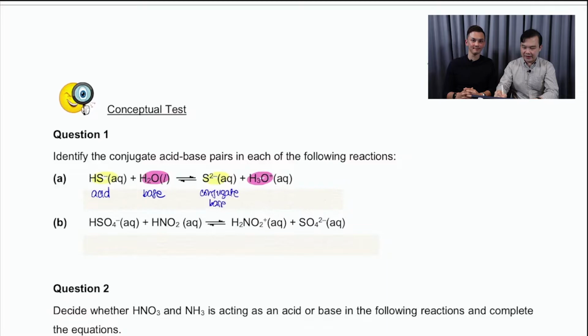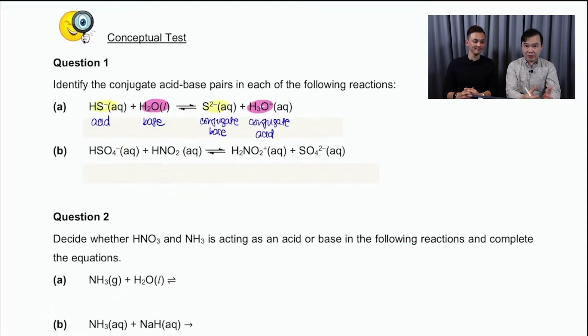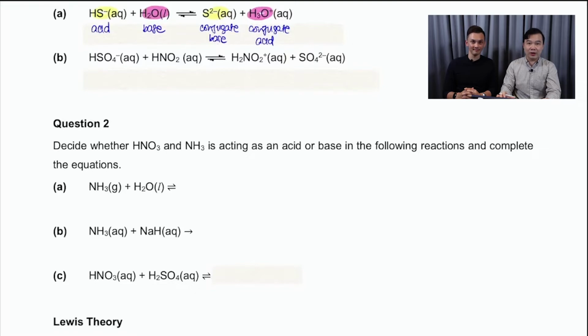And of course, the purple color one will be known as the conjugate acid. So I think it's time for you to try it out. Pause this video, help me to try out question 1B and question 2 as well. The moment you're done with it, you can continue with this video.